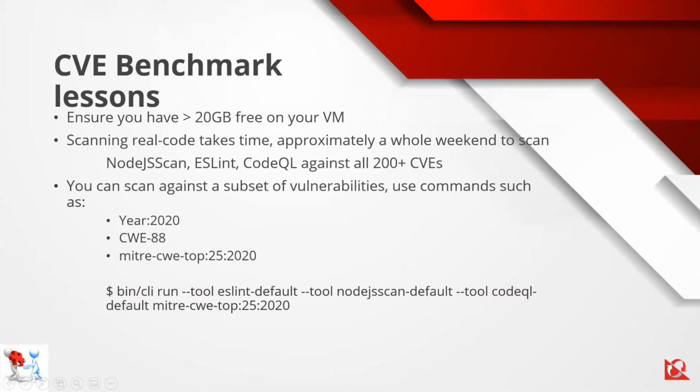So while I was testing the CVE benchmark, what I did learn is that if you're going to test this out in a virtual environment, make sure you give yourself enough disk space. I underestimated how large these Git repos would be when I downloaded all the source code. And then, don't expect instant results. It takes time to scan real code. For me to scan against all 200 plus CVEs with all 3 tools, it took a whole weekend. So if you wanted to skinny that down and not scan all CVEs, you can use examples like this where you pick a specific year, a specific CWE, or as I demonstrated, the CWE top 25 from 2020.